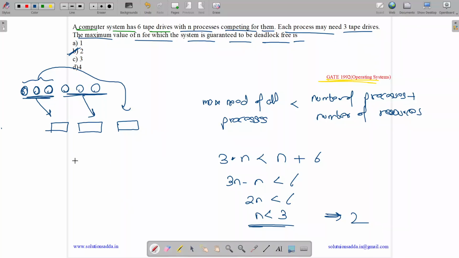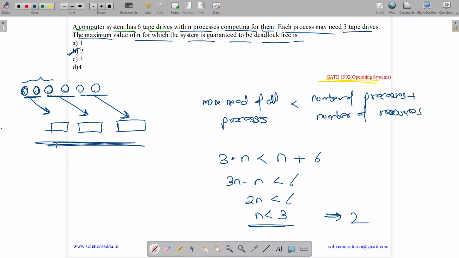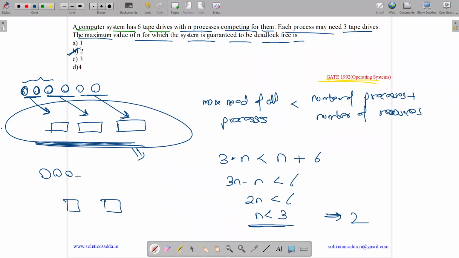But here it may be deadlock free, but the question asks for guaranteed to be deadlock free. Now I can give you a scenario in which it won't be deadlock free. Let us suppose 2 are given to this, 2 are given to this, 2 are given to this, and each of them needs 1 extra, so none of them will complete. So with 3 processes we may get a situation in which we will get a deadlock. 2 will be guaranteed to be deadlock free, as whatever be the case, this 3 will get this, these 3 will get this. So the answer is 2. You can do this by any one of the methods. This is the logical method and this is the formula based method.